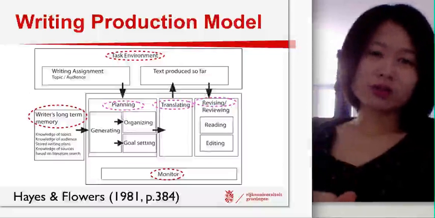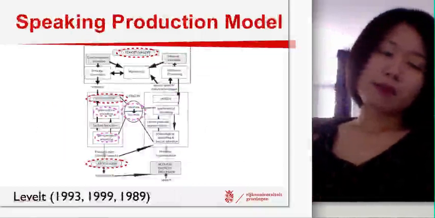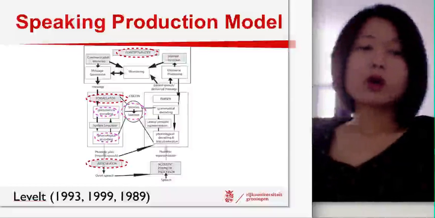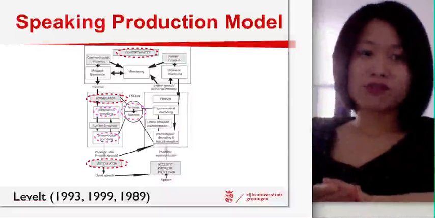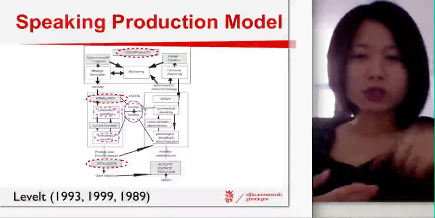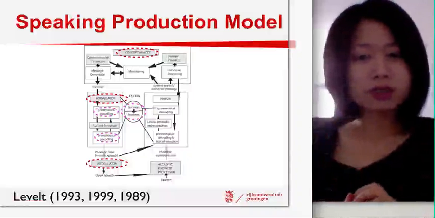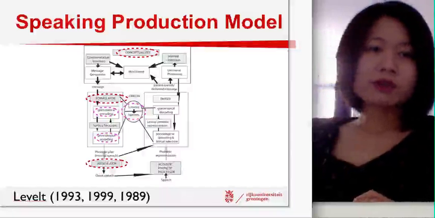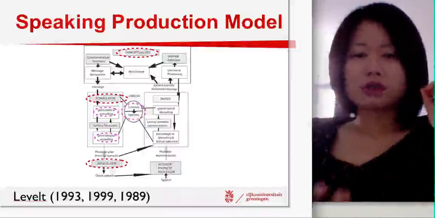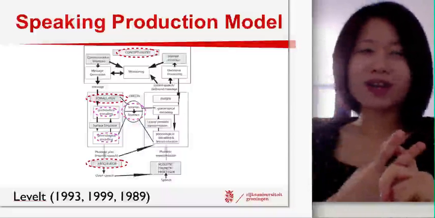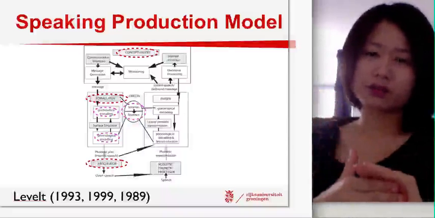Inspired by this writing production model, Levelt proposed the speaking production model in 1993. There are three major components of this speaking production model: the conceptualizer, formulator, and articulator. The conceptualizer generates the pre-verbal message, which also has to take the audience into account. From here you will see the communication intention. And then this pre-verbal message is turned into text in the formulator, which involves the grammatical encoding, the phonological encoding, and the lexical encoding. And this phonological plan is turned into speech in the articulator.